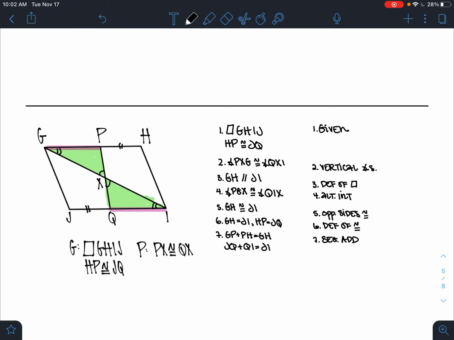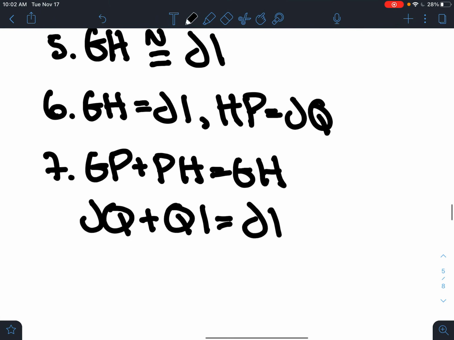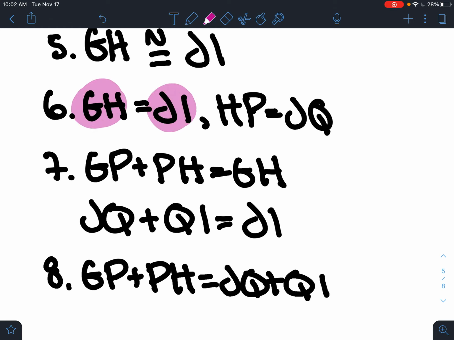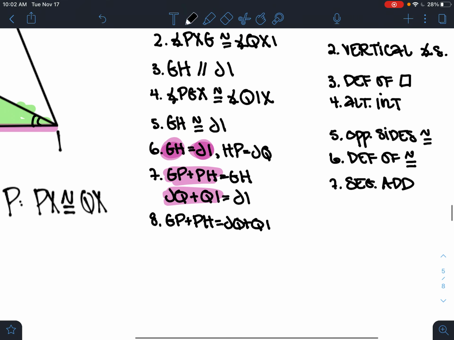And so now we just have to do this grunt work of chapter 2 stuff, where I'm going to take my two segment additions and set them equal to one another. So GP plus PH equals JQ plus QI. And the reason why I can do that is I'm given GH is equal to JI. So I'm essentially just taking this and plugging into my GH, taking this, plugging into my JI to get what I just wrote. So that's through substitution.